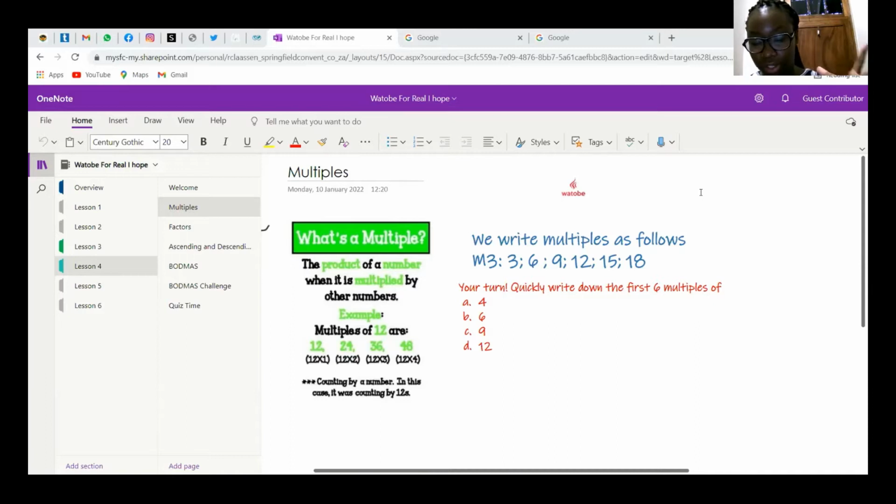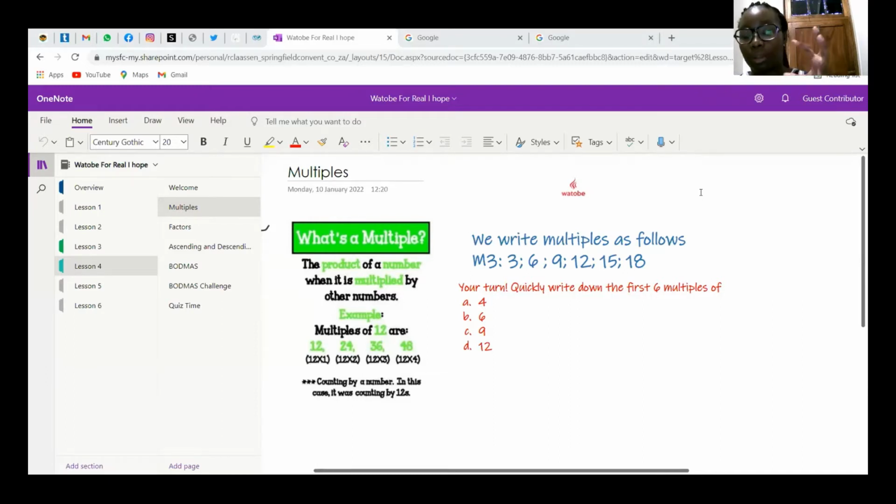Okay, so on the screen it says, what is a multiple? The product of a number when it is multiplied by other numbers. Okay, so we've given you an example here. If you look, the multiples of 3 are 3 and then 6 and then 9 and then 12 and then 15 and 18. So we're kind of counting in threes. Do you guys see that? Yes, ma'am. Yes, and that's what we mean when we talk about a multiple of 3.